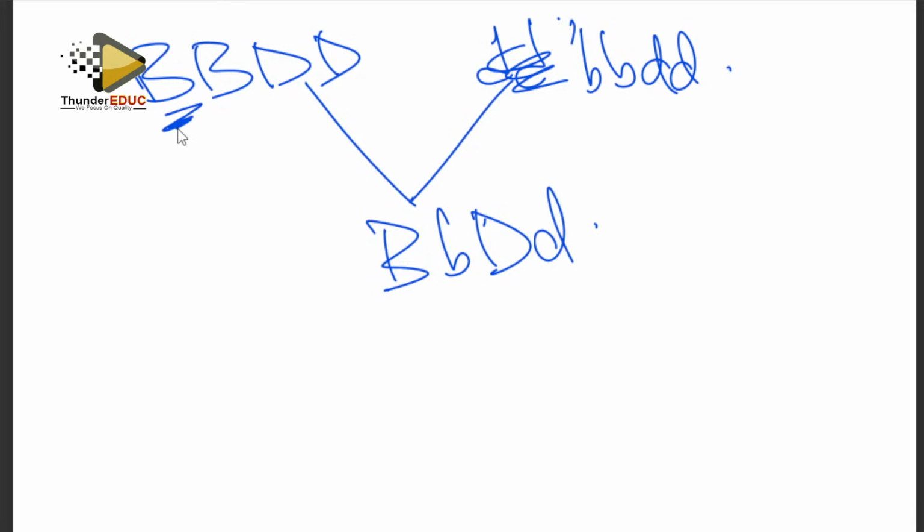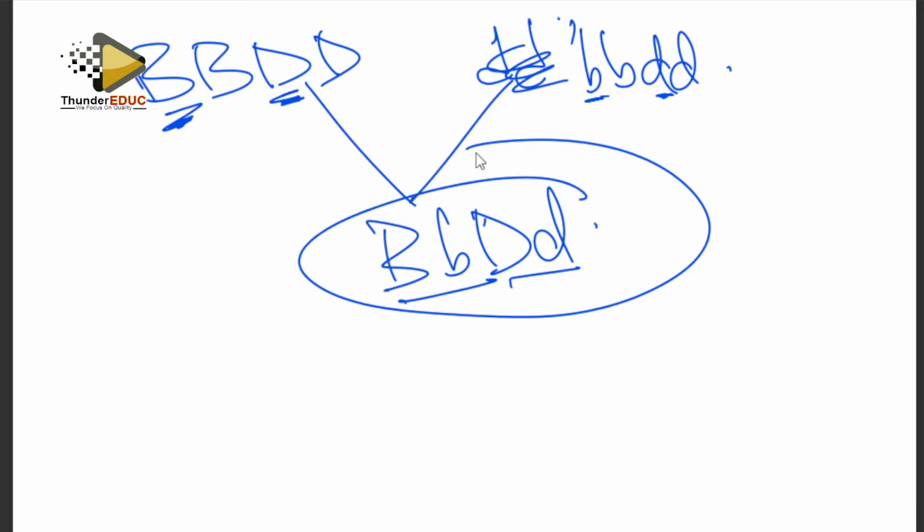Why? Because this one is going to bring a capital B, then this one brings a capital D, then this one brings a small b, and this one brings a small d. That's why they are like this. So basically, the genotype is going to be like that.